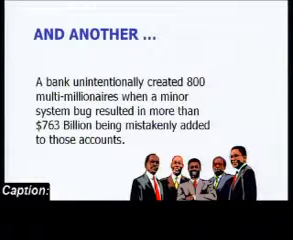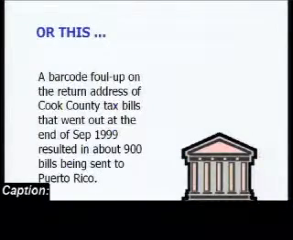And another, and this one I love, a bank unintentionally created 800 multimillionaires when a minor system bug resulted in more than $763 billion being mistakenly added to those accounts. Now look at these customers of the bank. They're really smiling because this is the definition of customer satisfaction in banking. Nearly $1 billion being mistakenly added to each of these customers' accounts. I wish I knew which bank it was, because I certainly would be happy to bank with that bank. That is customer satisfaction indeed in banking.